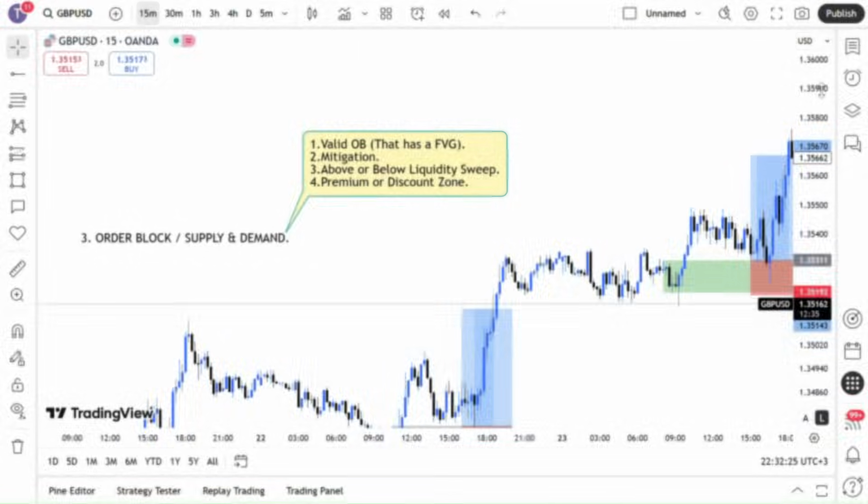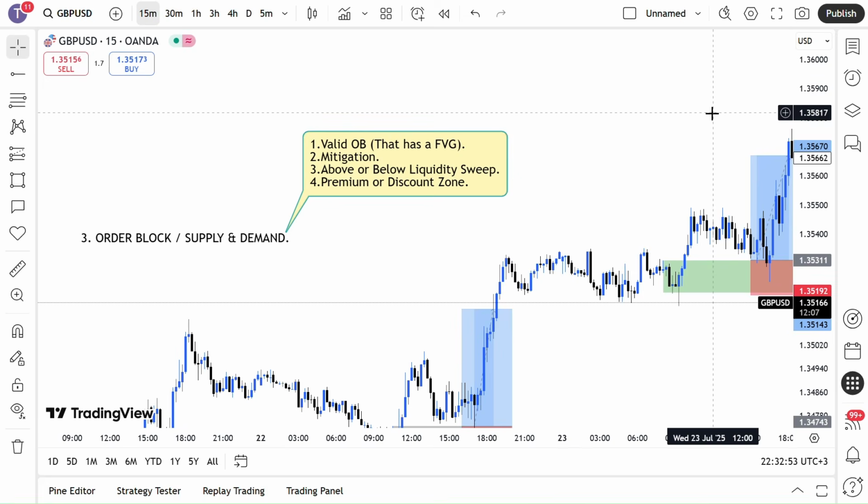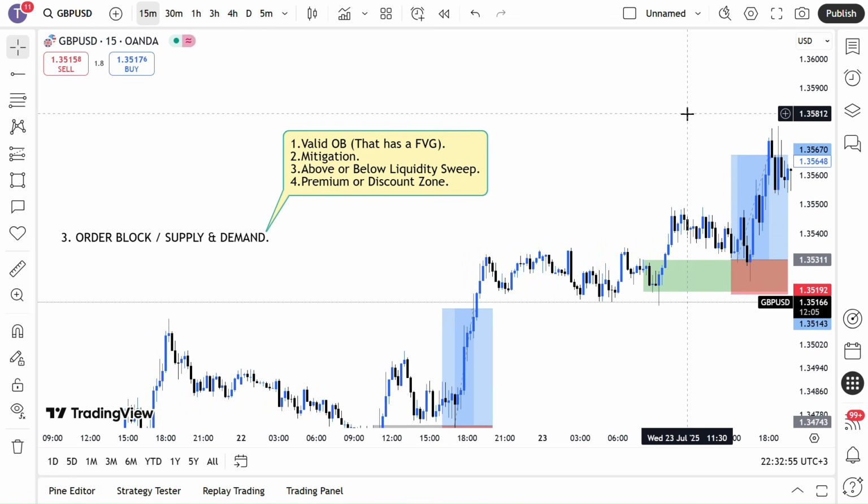So number three on the list, we have order blocks, or you can call them supply and demand zones. On this, our number three, you should be able to ask yourself, is there a valid order block at the point of interest, or is there that one last up or down candle before the big move that you can see on the charts? So that is point number one on order blocks, what you should ask yourself.